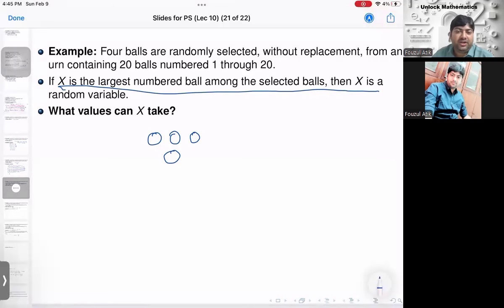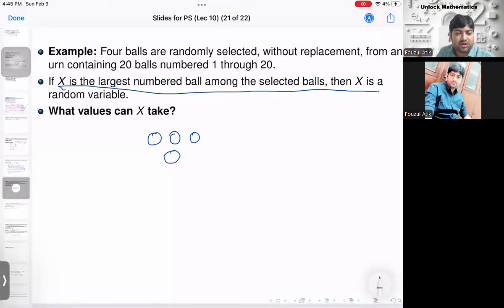X can take the value 20, so the largest number ball can be 20. X can take the value 19, X can take the value 10, X can take the value 5. Can X take the value 3? Not at all, right?